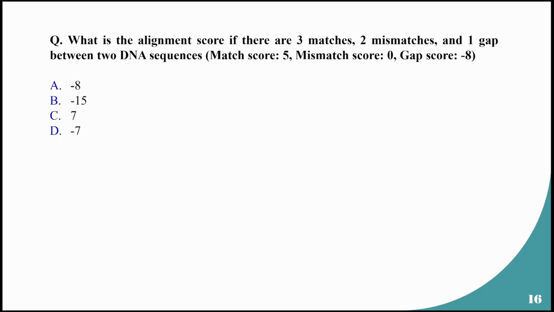Now again, you have kind of the same type of question, so just try to figure it out quickly. What will be the alignment score for three matches, two mismatches, one gap between the two DNA sequences? Here you don't have the origination penalty and length penalty. It's the very simple one with only one type of gap score. So let's try to calculate it quickly and we'll see. Okay.